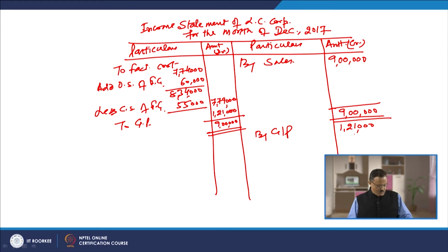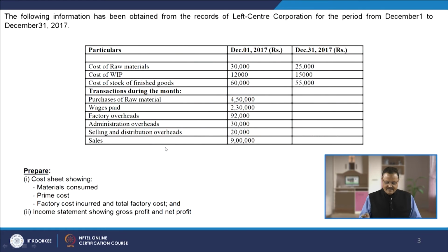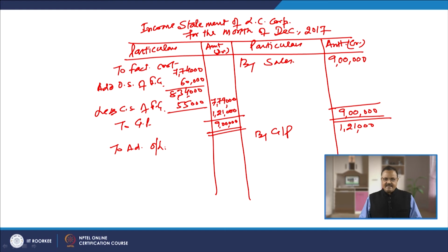And now we will have to adjust the indirect overheads. So what are the indirect overheads? Administrative overheads or the administrative cost, and selling and distribution overheads. For example, if the administrative overheads given to us are 30,000 and selling and distribution overheads are 20,000, right? So we will have to adjust them. These are the indirect overheads.